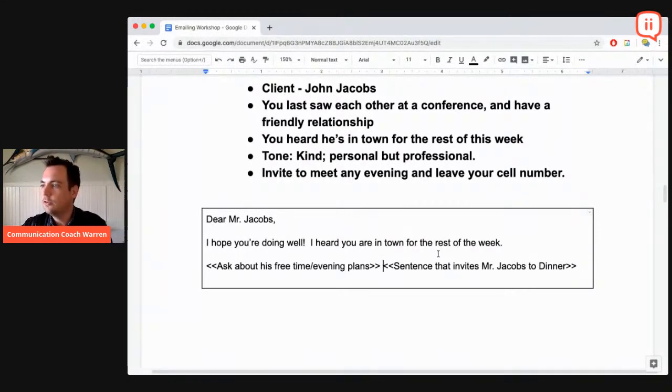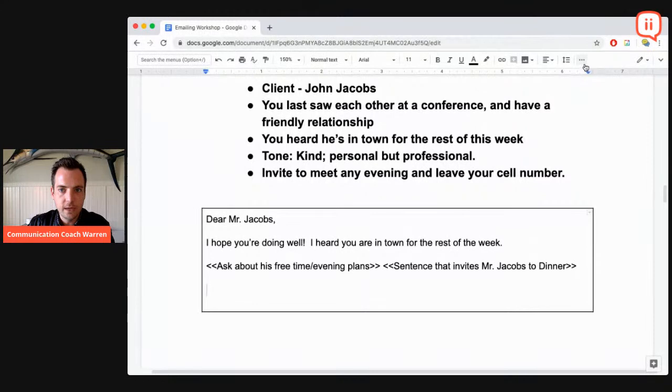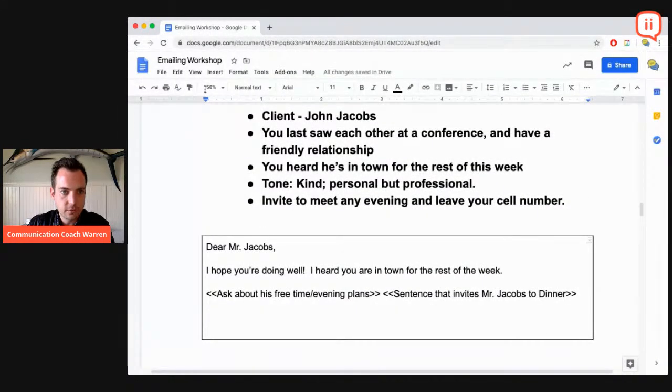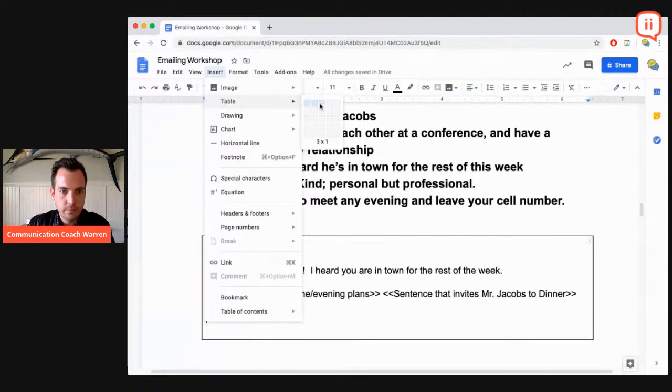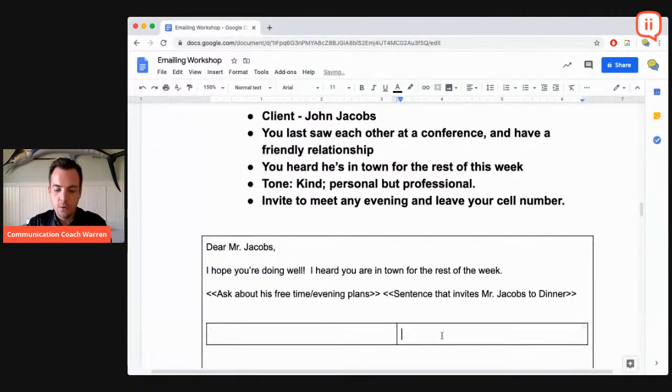Paco's asking, sir or madam for letters, not for emails. Yeah, I think that's a good point to make there. Gabriela's writing, I would like to invite you. Mm-hmm. That's something that we could use here for our second sentence. Why don't we see if we can create a table for some of these answers. Okay, so I like Gabriela's suggestion. I would like to invite you. Exactly.